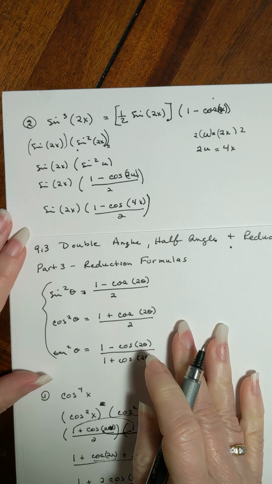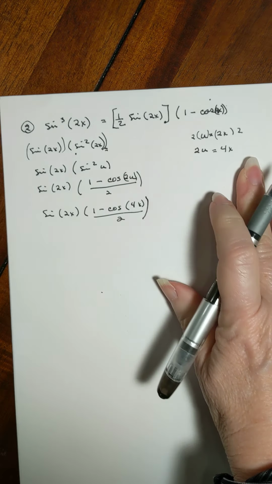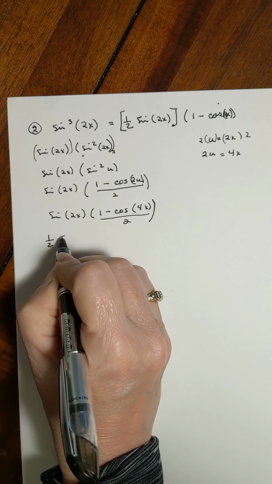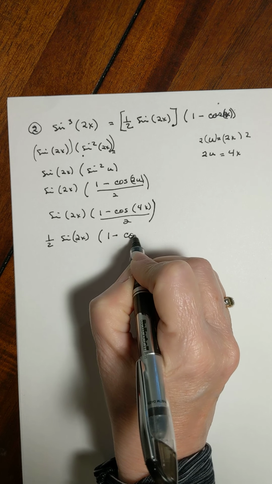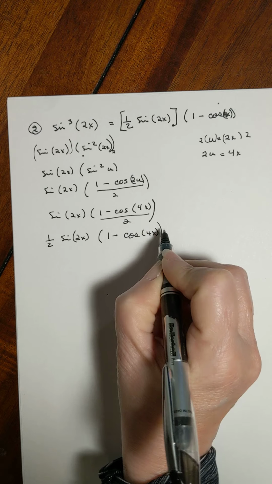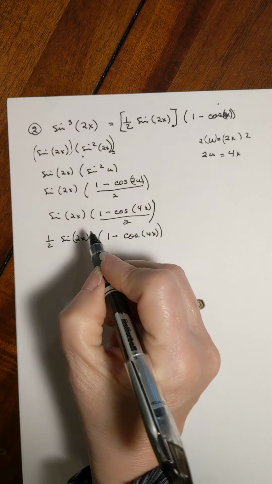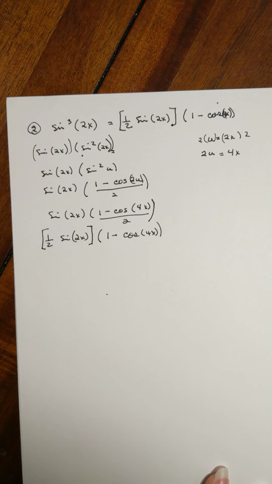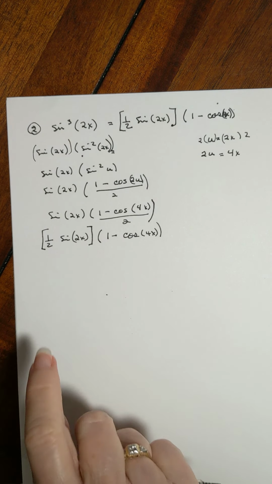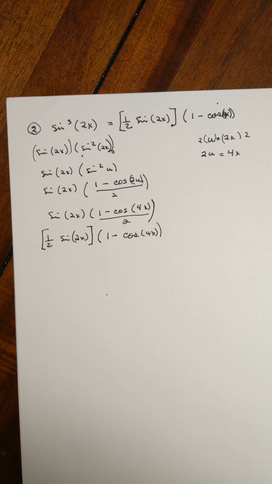And now notice the only thing that I have to do now is bring out the 1/2. And so this would be 1/2 times the sine of 2x times 1 minus the cosine of 4x. Now they do have these extra parentheses, but remember we can multiply in any order that we want. So I can put the brackets around anything that I want. I could put it around these two factors, or I could put it around these two factors, but this is what they wanted. So I'll put it around those two factors. And then we have verified that identity.